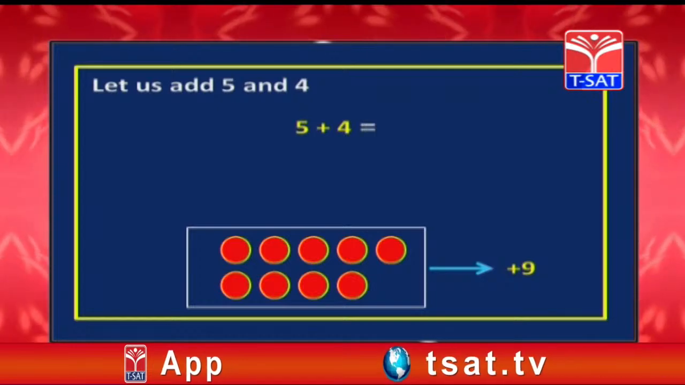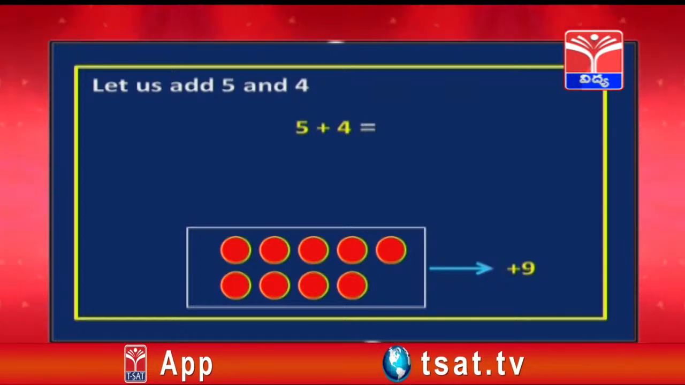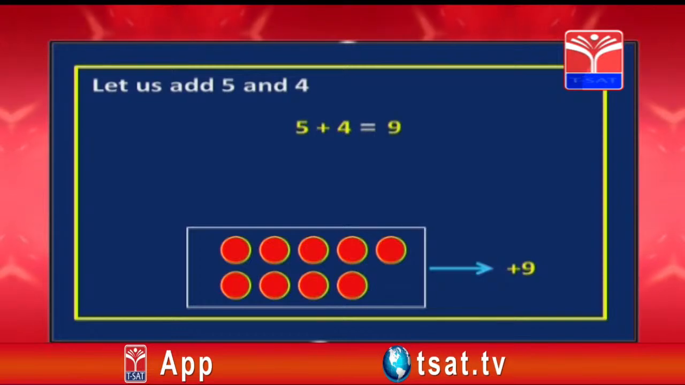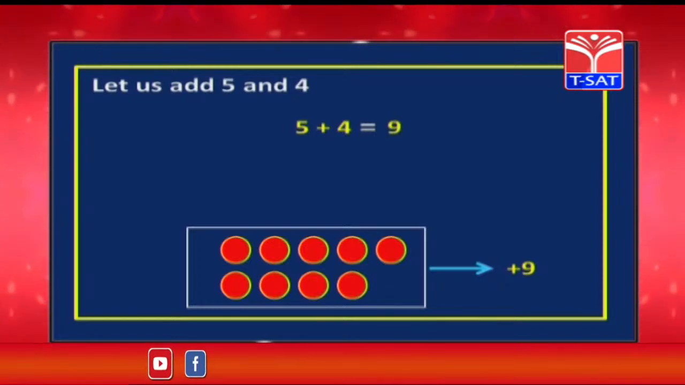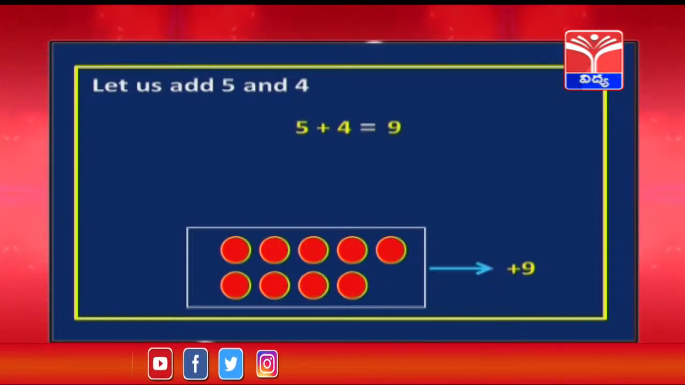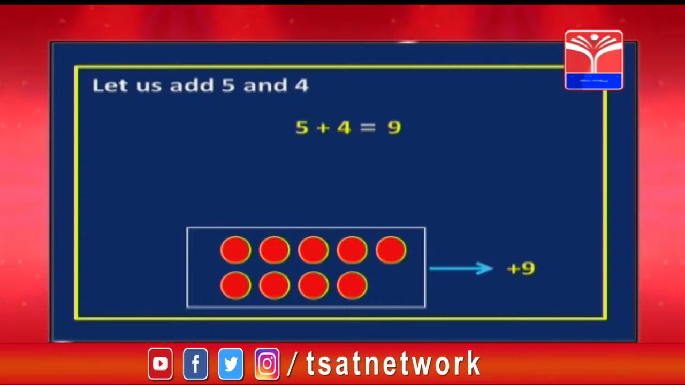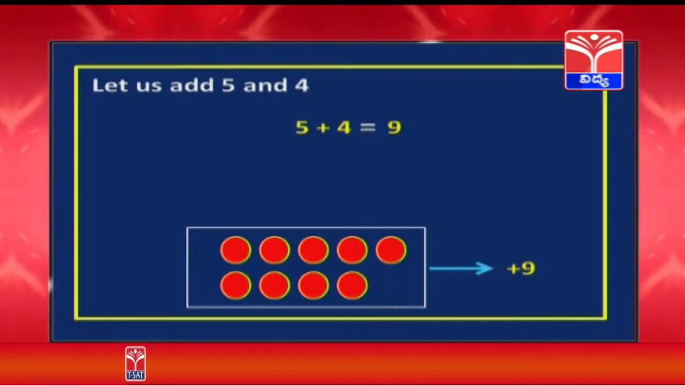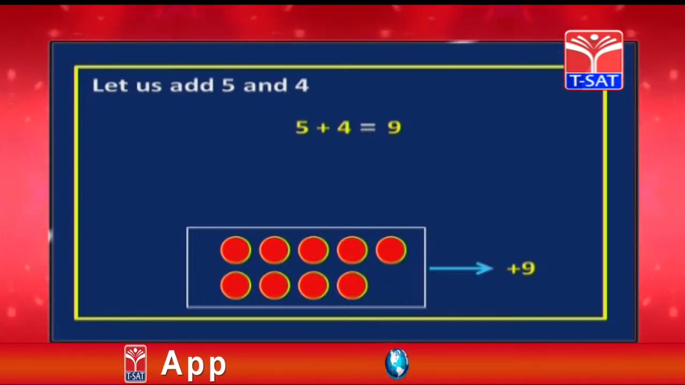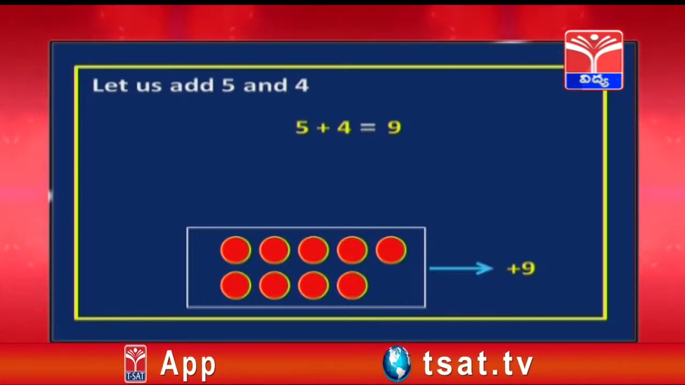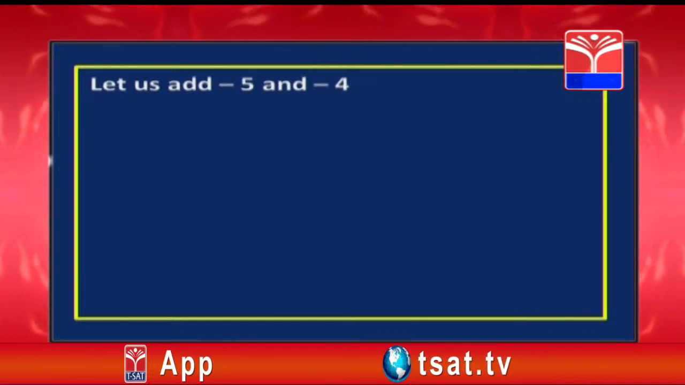That means on adding 5 and 4, that is 5 plus 4 is 9. And children, notice that when we added two positive integers, what did you get, children? Yes, 9, which is a positive integer. On adding two positive integers, we got a positive integer. Now, let us take another example, children.